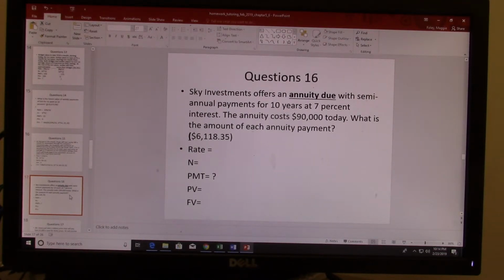So Sky Investment offers an annuity due with semi-annual payment for 10 years at 7% interest. The annuity costs $90,000 today. What is the amount of each annuity payment?